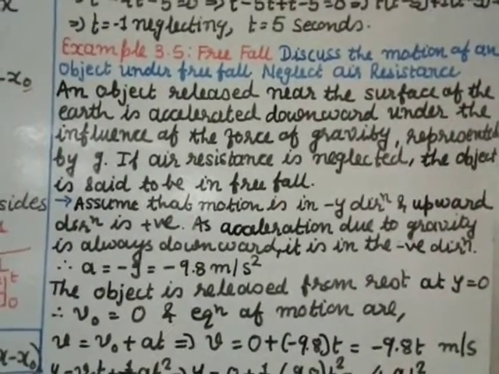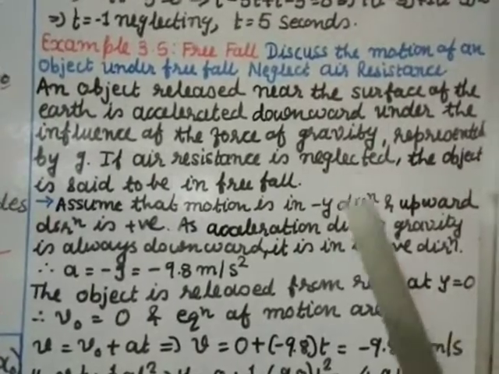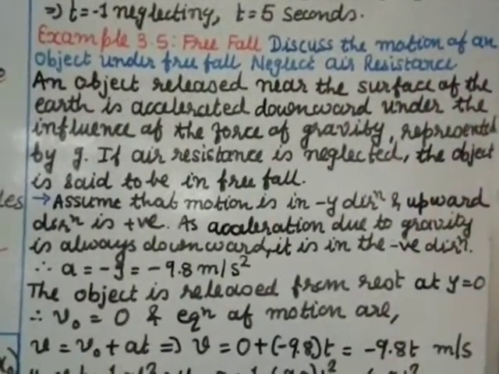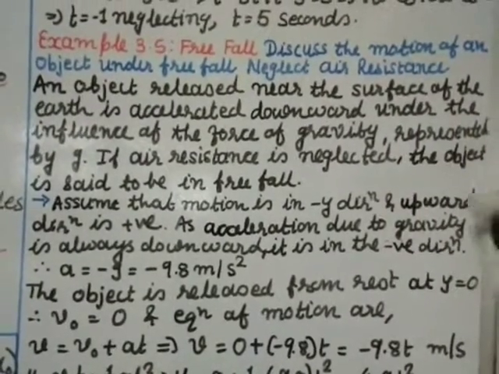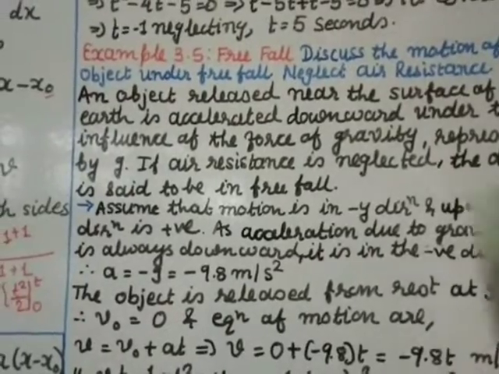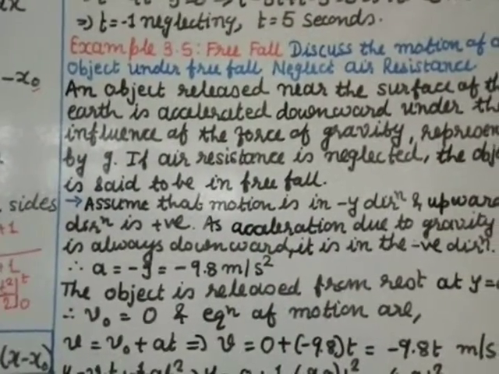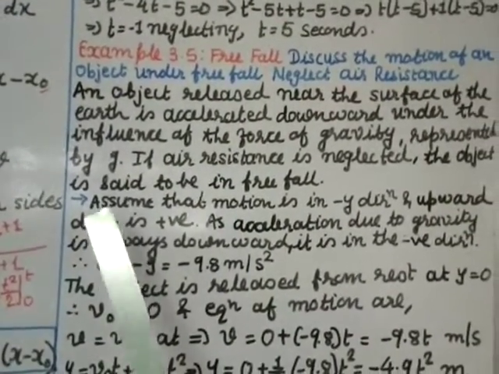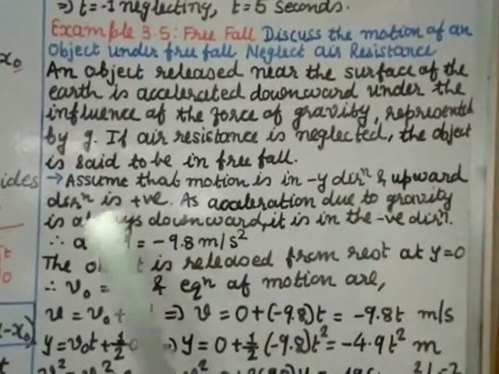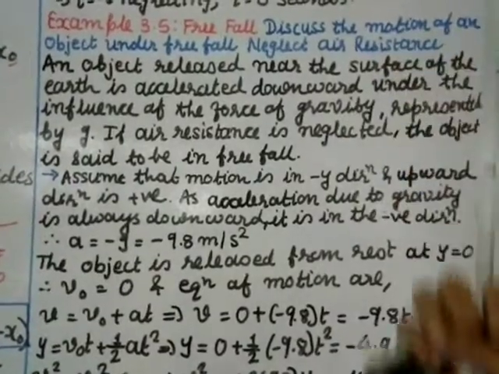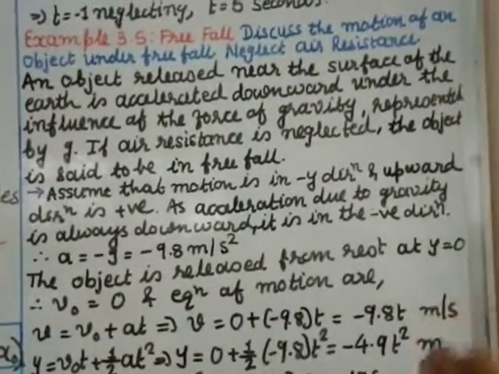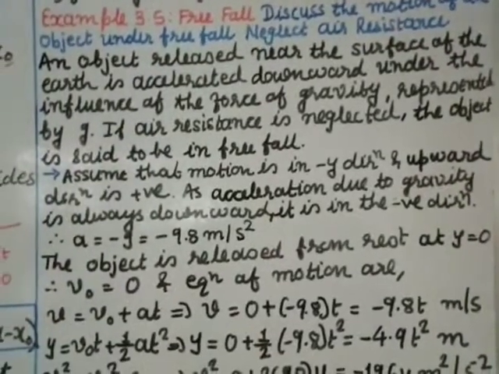So free fall means if we release any object near the surface of the earth, then we know that it will come down. The acceleration is there because of gravity and it will pull down, so it will come down, right? And if you neglect the air resistance, then that fall we call a free fall. Assume that motion is in the minus y direction and upward direction is positive. So motion is coming down, so you consider it as a negative y direction, and if downward is negative, then you take upward as the positive y axis.